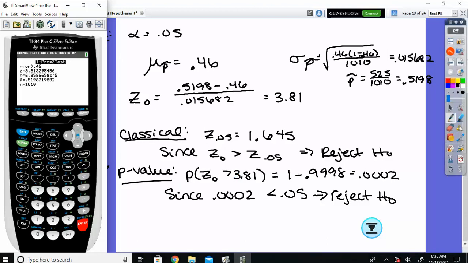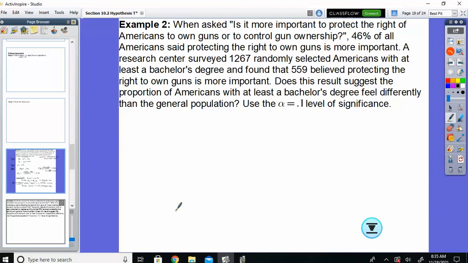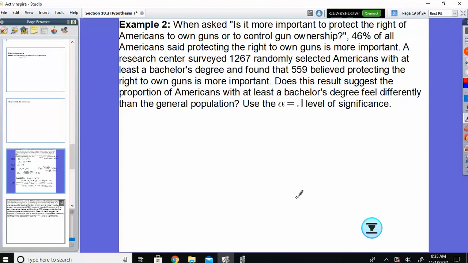Okay. Let's try another one. I'm going to abandon this classical approach now, and I'm just going to do the rest of them with the p-value approach. When asked, is it more important to protect the rights of Americans to own guns or to control gun ownership? 46% of all Americans said protecting the right to own guns is more important. A research center surveyed 1,267 randomly selected Americans with at least a bachelor's degree and found that 559 believe protecting the right to own guns is more important. Does this result suggest the proportion of Americans with at least a bachelor's degree feel differently than the general population? Use alpha equals 0.1.